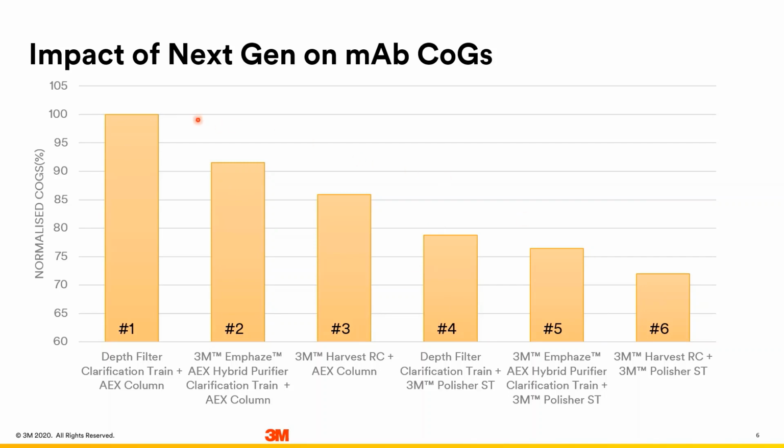And what we can see here is that there is a reduction in the cost of goods with each change that we make. Cost of goods are reducing with each change that we make, and overall the reduction in cost of goods between process 1 and process 6 is almost 30% reduction in cost of goods.